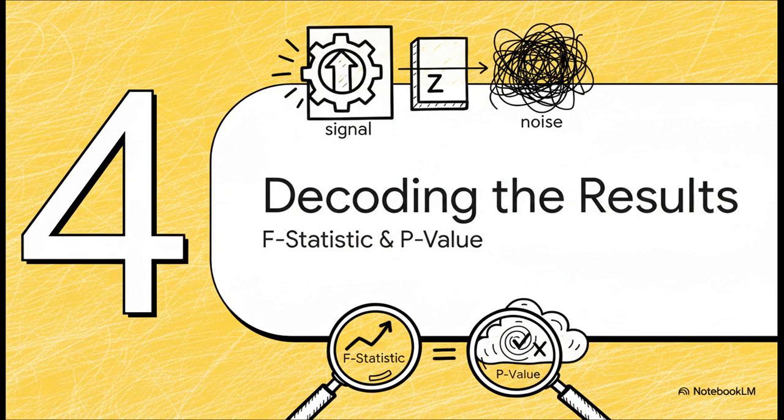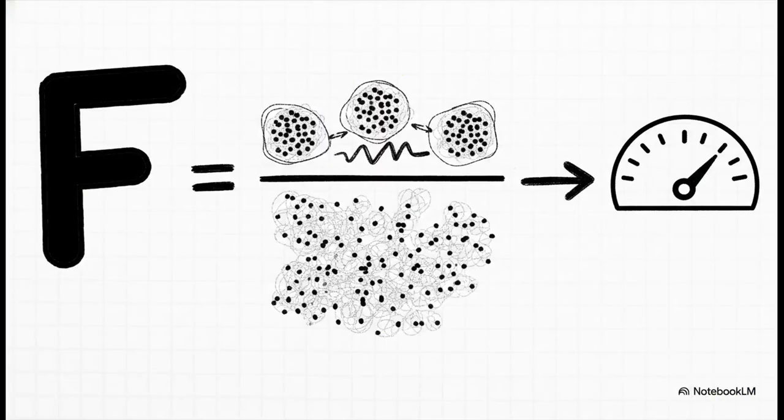So how does ANOVA actually measure this signal-to-noise ratio? How does it tell us if the signal is strong enough to believe in? Well, it boils everything down to 2 key numbers. First, it calculates a number called the F value, and you can really just think of this as the signal-to-noise ratio score. It's literally the number you get when you divide the variance between the groups by the variance within the groups. So a bigger F value means a stronger signal.